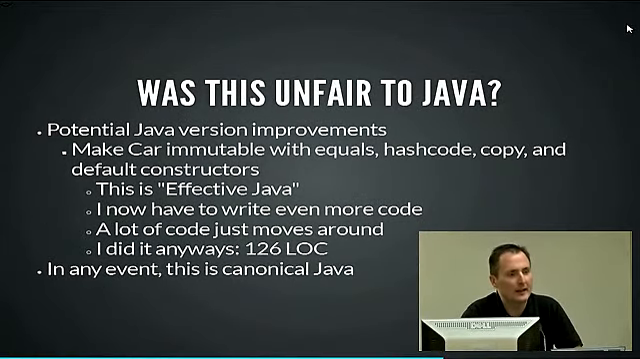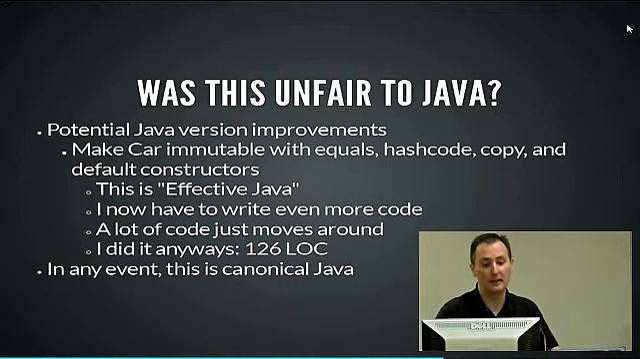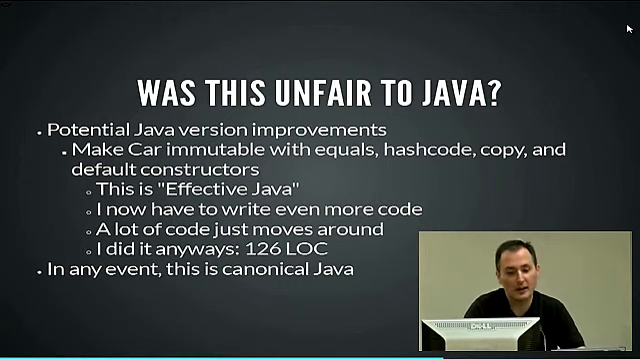Was it unfair to Java? It seemed like this was kind of a beatdown. I mean, everything seems to be better about the Clojure version than the Java version. Did I do anything to be mean to Java in this case, to bias it? Well, I don't really think so. I could do some things differently. I could make car immutable with equals, hashCode, copy, and default constructors. That's what Effective Java tells you to do.